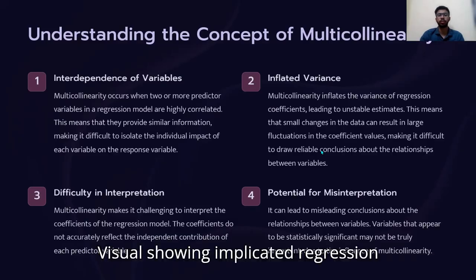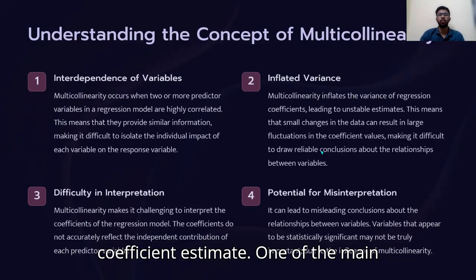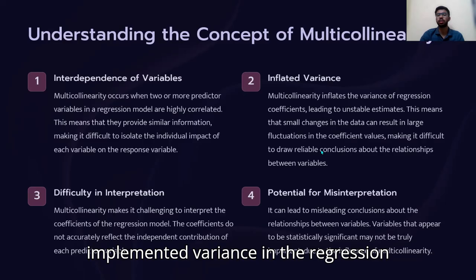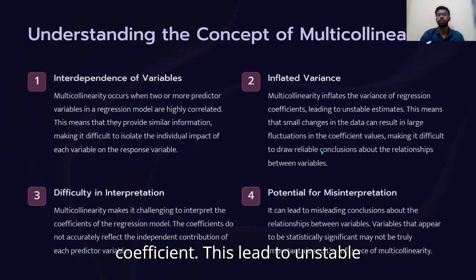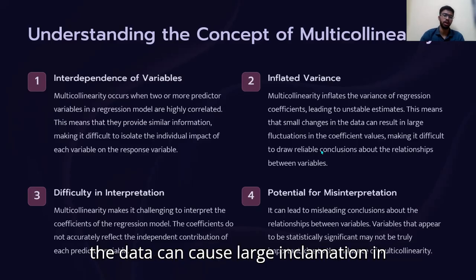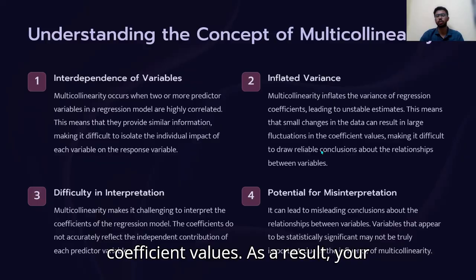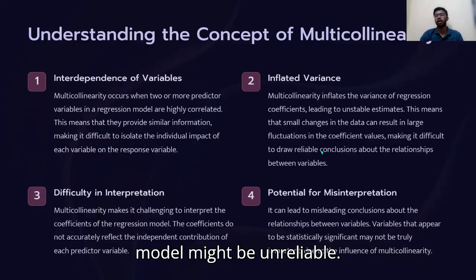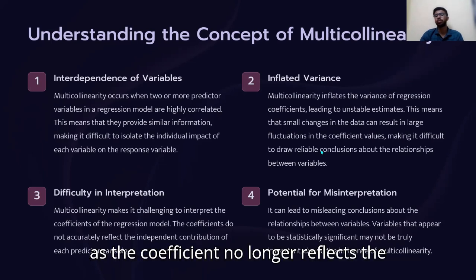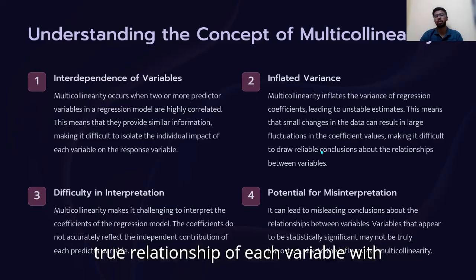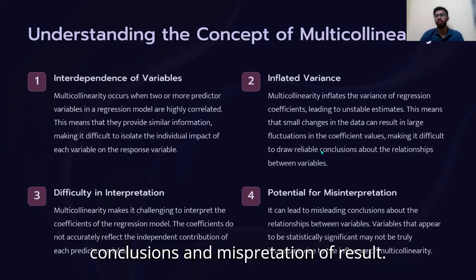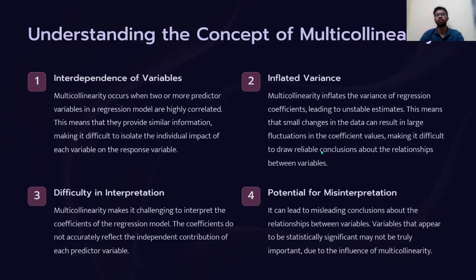Visual showing inflated regression coefficient estimates. One of the main consequences of multicollinearity is increased variance in the regression coefficients. This leads to unstable estimates, meaning small changes in the data can cause large fluctuations in coefficient values. As a result, your model might be unreliable. Interpretation can also become tricky, as the coefficients no longer reflect the true relationship of each variable with the outcome. This can lead to misleading conclusions and misinterpretation of results.